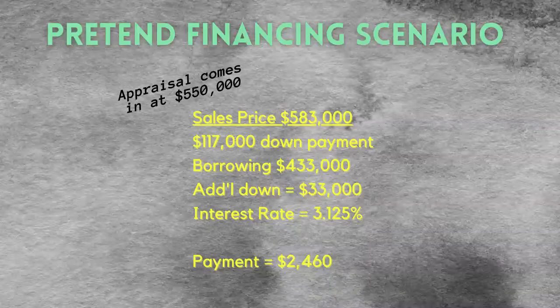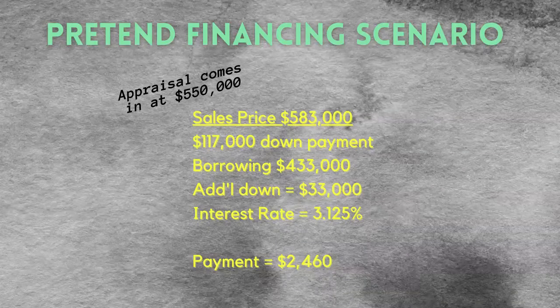Scenario 2, the appraisal comes in low. If the appraisal comes in low at $550,000, then your new sales price for the lender is now that same amount because you're bringing that additional $33,000 for the seller. So now you're putting $117,000 down, and your monthly payment goes up by $142 to $2,460. That's it. I hope that makes sense.